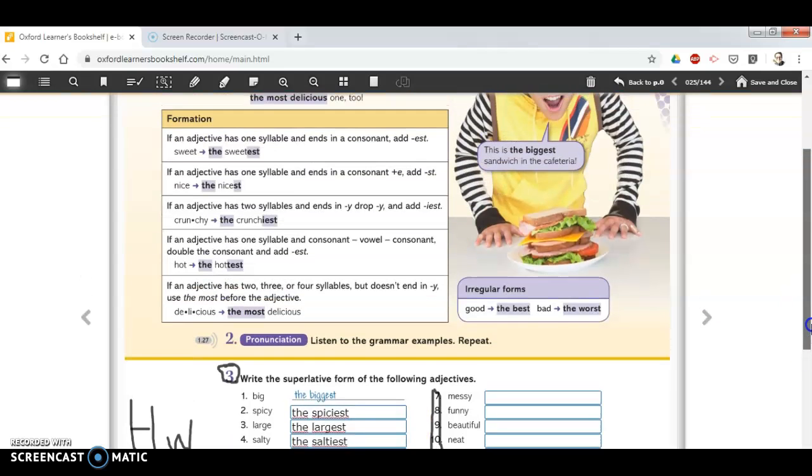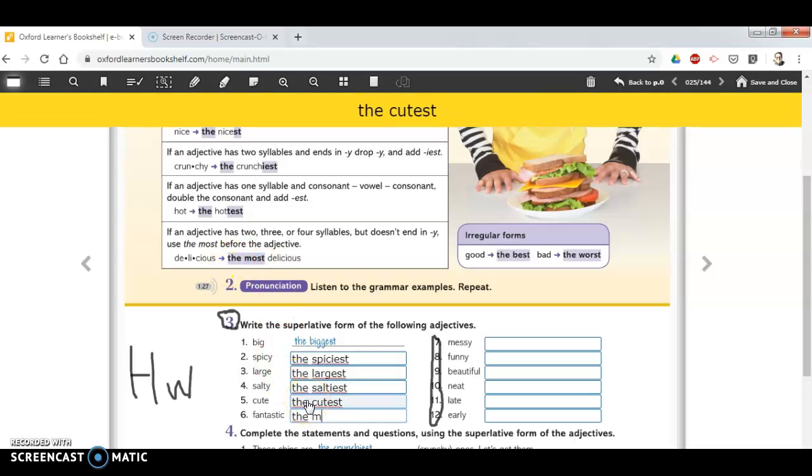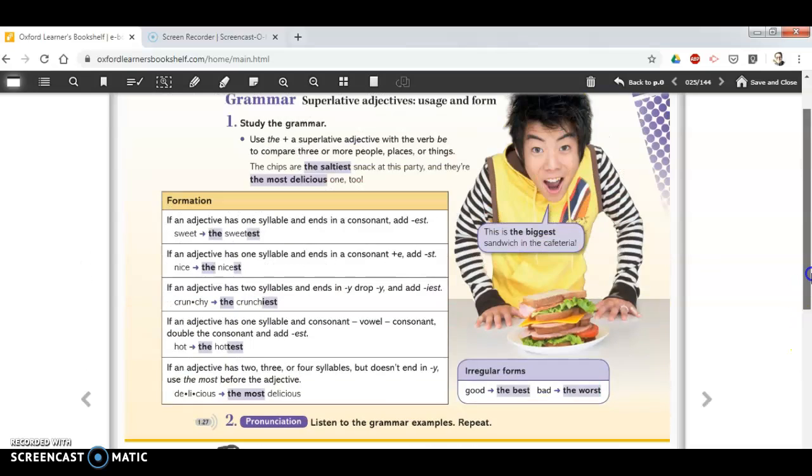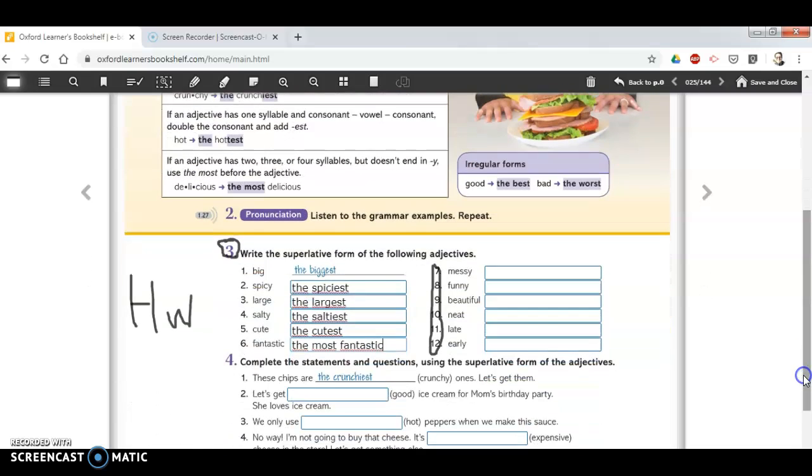Fantastic. Okay, this is different because we have a long word. This word is different because it's not short. It's fantastic. 3 syllables. Last rule. If I have 3 syllables, I don't have to think about it. I only put the most. The most fantastic. That's it. I thought this video was going to be a little bit shorter, but anyways, this is a very important topic. And for homework, complete these ones, okay?